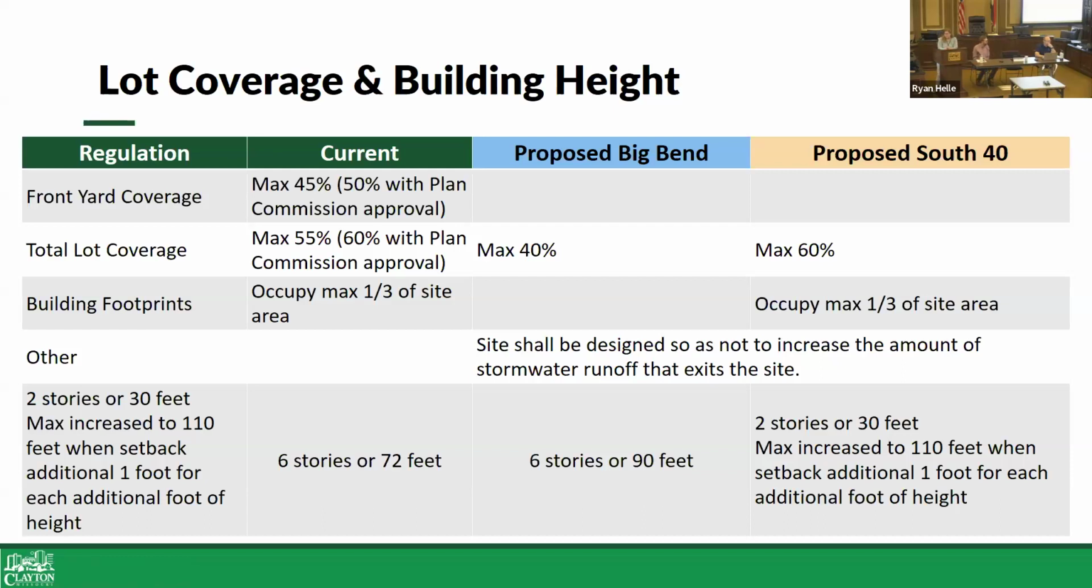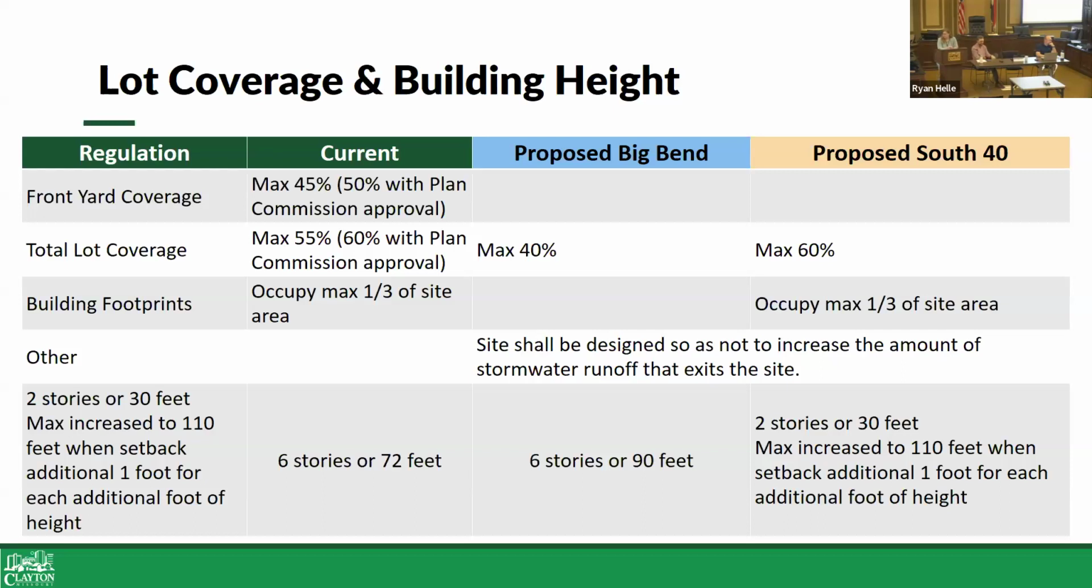Under the overlay, we are modifying that. So as opposed to separating out front yard, it's just total lot. For Big Bend, the maximum would be 40%. So that's a decrease from the 55% with up to 60 with plan commission approval that's allowed on site today. A big part of that is the main use of this property is athletic fields as opposed to buildings. And so through the site engineering, we'll be able to achieve a more pervious site.